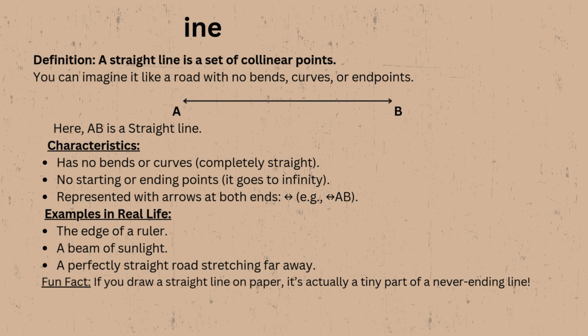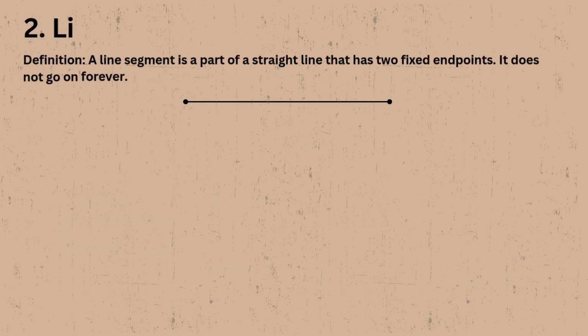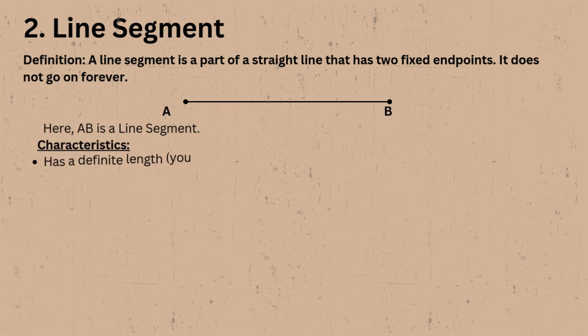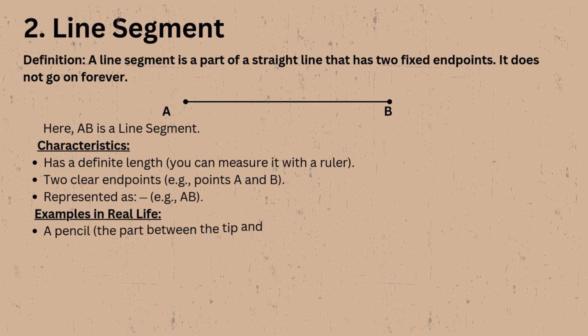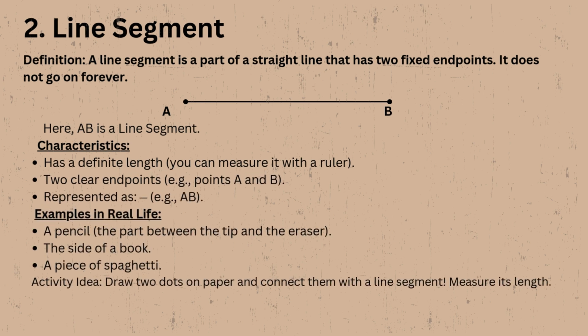A line segment is basically a part of a straight line. It has two fixed endpoints. It does not go forever like a straight line. As you can see, I'm pointing at them, in the figure they are having two dots, not the arrow, because it means it starts here, it ends here. And here again AB is a line segment, capital A, capital B.